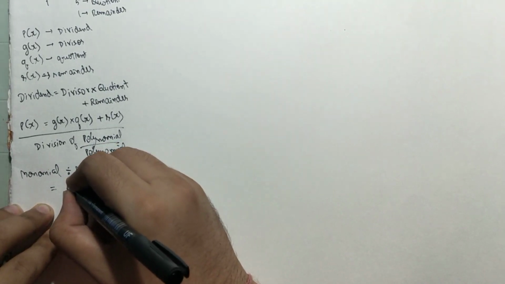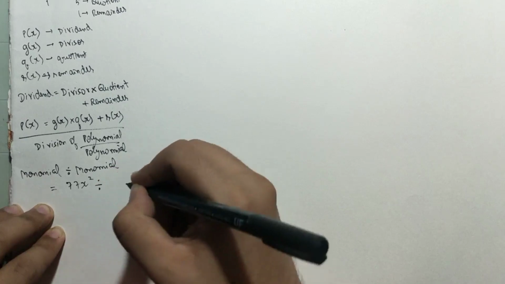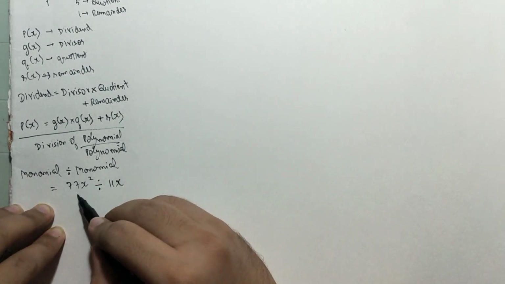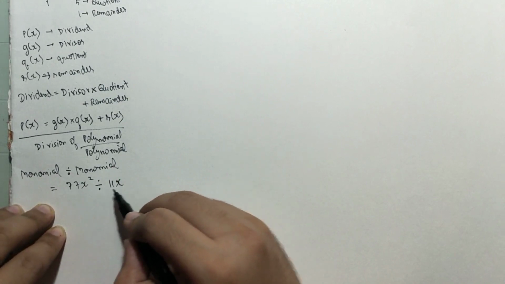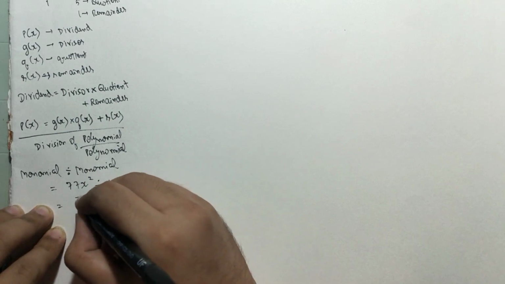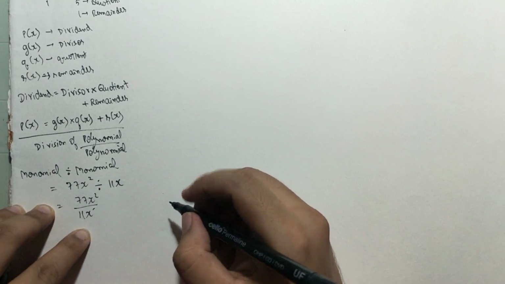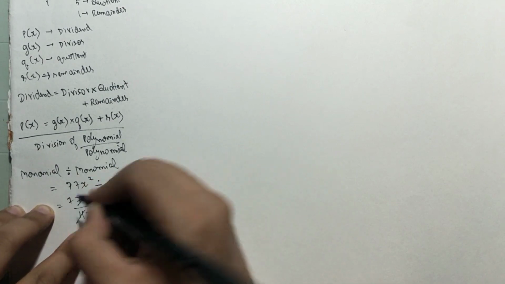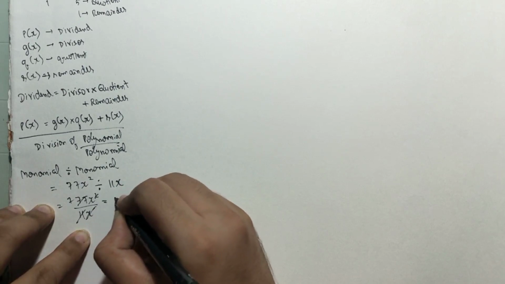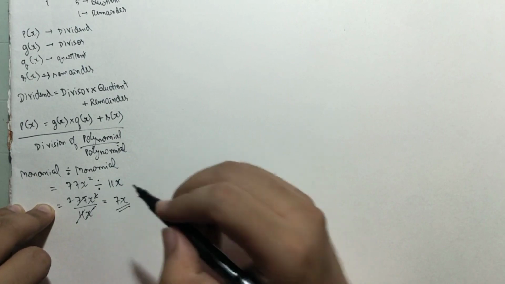Suppose there is a term 77x square divided by 11x. This is a monomial, 77x square divided by 11x, and 11x is also a monomial. If we divide it, I'll write it in the very simple form which we all know: 77x square upon 11x. 11 ones are 11, 11 sevens are 77, x cuts with x. So the final answer will be 7x. This is monomial by monomial.